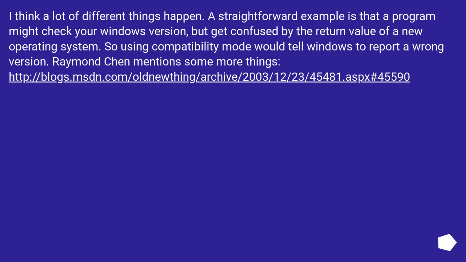I think a lot of different things happen. A straightforward example is that a program might check your Windows version, but get confused by the return value of a new operating system. So using compatibility mode would tell Windows to report a wrong version. Raymond Chen mentions some more things. This URL.